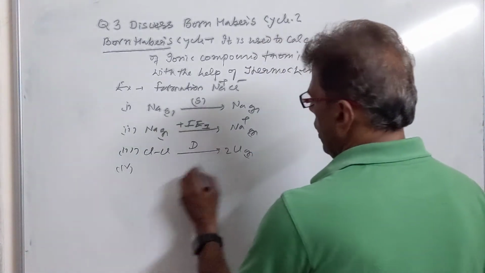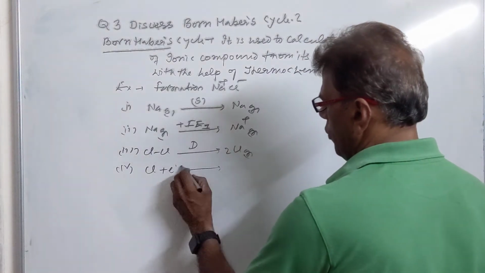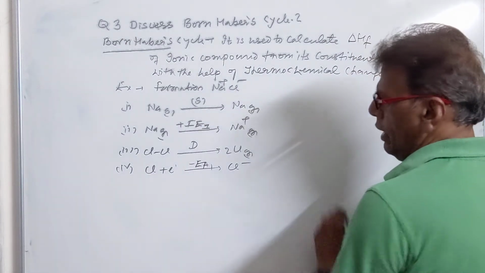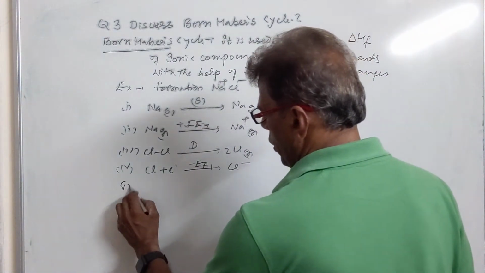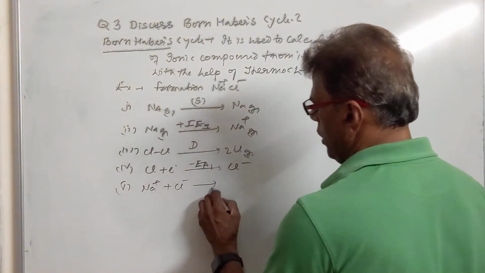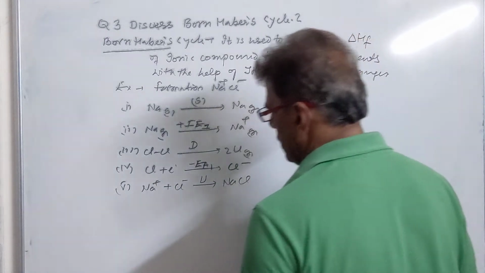Fourthly, chlorine takes up an electron. For this, it releases some energy, the electron affinity. So Cl negative is formed. Fifth point, the Na positive ion formed above combines with the Cl negative ion to give you NaCl. Then it releases lattice energy.